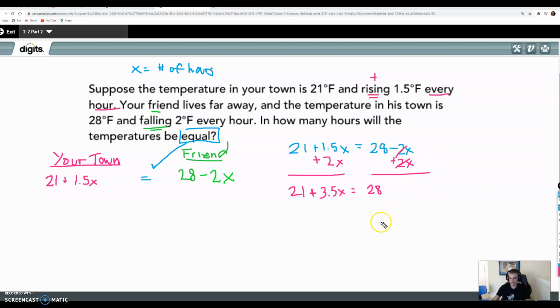And that was the whole idea. Because now I have an equation where there's only an x on one side, right? I have 3.5 x's on the left-hand side, but I have no x's over here. Now we have a two-step equation. We always want to get rid of the number that doesn't have a variable by adding or subtracting. So in this case, if I have 21, then the way to get rid of it is to subtract 21.